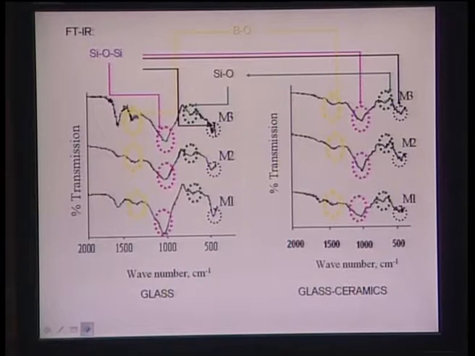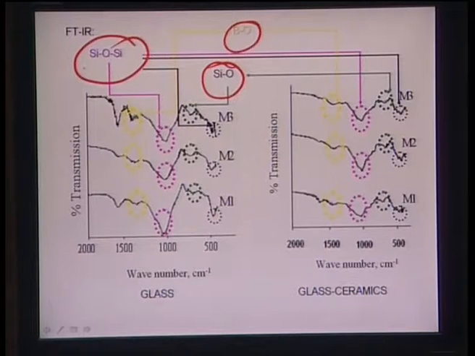Now we have done FTIR, that is, Fourier transform infrared spectroscopy. In the FTIR, you notice a BO stretching peak, an SiO bond peak and an Si-O-Si peak. All these different FTIR bands are observed in the different glass ceramics M1, M2, M3. This essentially tells you about the different chemical bondings present in these glass ceramic materials.